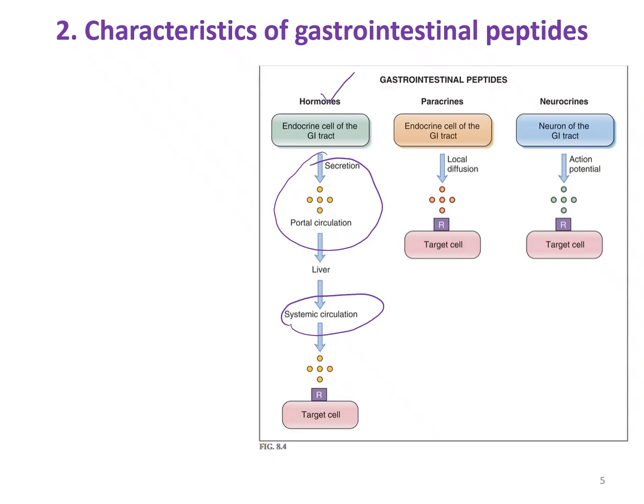In contrast, paracrine cells secrete locally within the same tissue. The paracrine substances reach the target cell by diffusing a short distance through the interstitial fluid. Whereas the neurocrines are substances that are synthesized in neurons of the gastrointestinal tract and released following an action potential. After release, the neurocrine diffuses across the synapse and acts on its target cell.